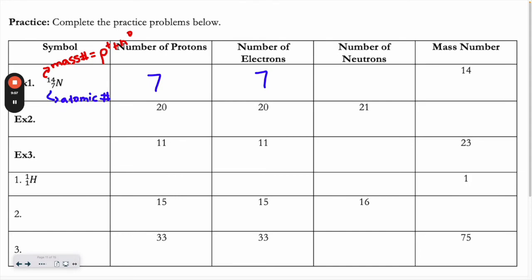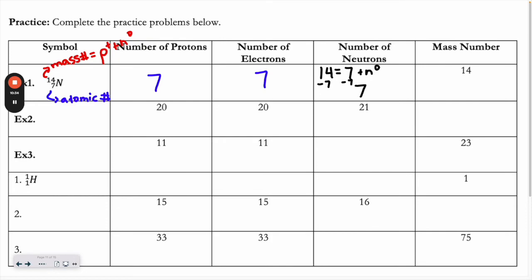Now, to determine the number of neutrons, I say, okay, I have a mass number of 14. What contributes to that mass number is my number of protons, which is 7, plus my number of neutrons. So if I have 7 protons and a mass number of 14, that means I have to have 7 neutrons in order to get that mass number. And math-wise, you can just subtract 7 from both sides, and that gives you 7.